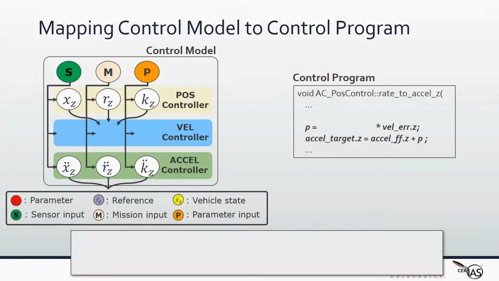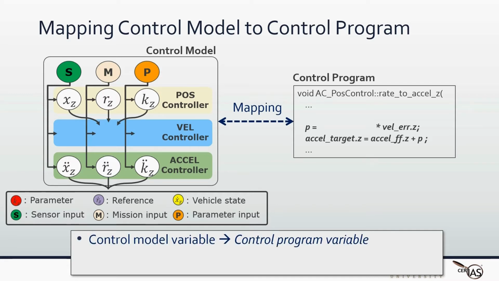Next, we establish the mapping between the control model and control program. The mapping has 2 aspects. First, we map the control model variables to the corresponding control program variables. The variables include the control parameter variables in the red circle, the control reference variables in the purple color, and the control state variables in the yellow color.